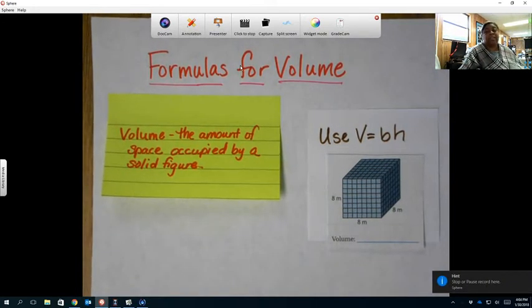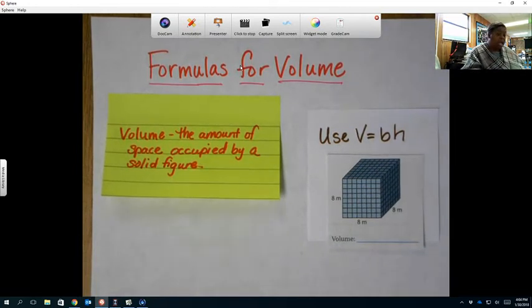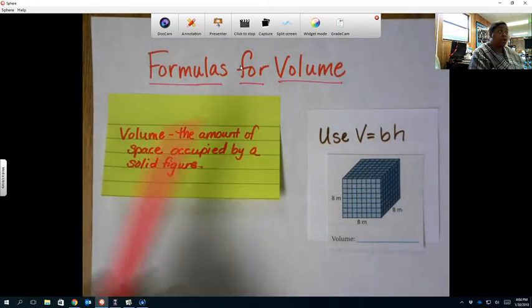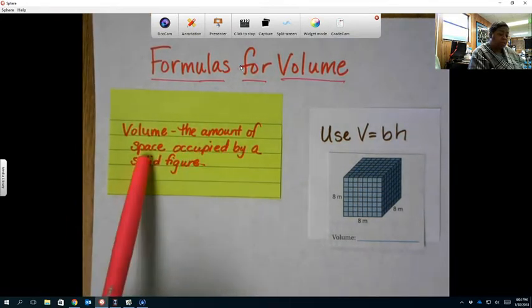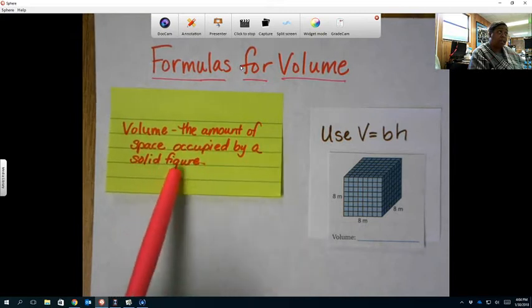This is your daily math recap number 2 for your volume homework. Today we're going to be working on formulas for volume. First, let's look at the definition of volume. It is the amount of space occupied by a solid figure.